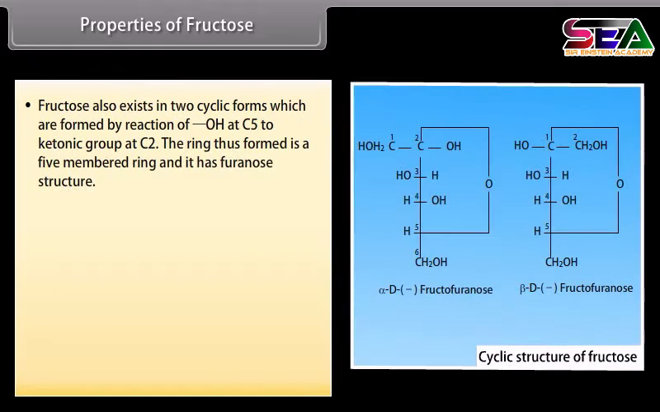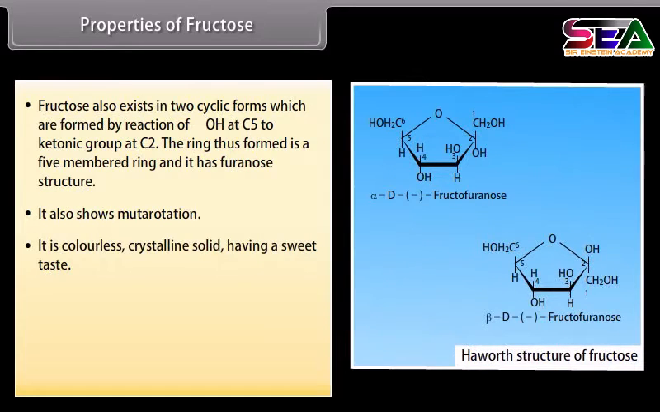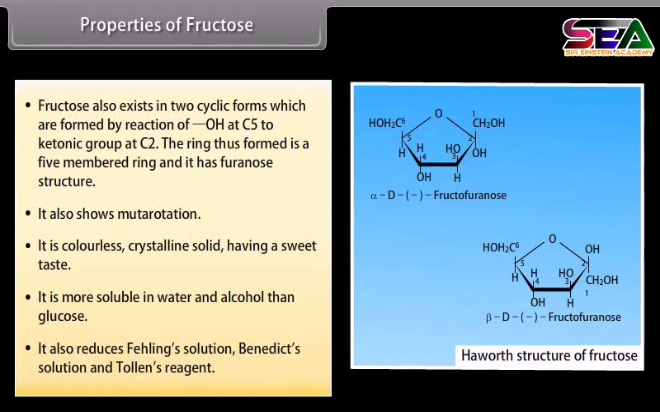Properties of fructose. The important properties of fructose are the following. It also exists in two cyclic forms which are formed by reaction of OH at C5 with the ketonic group at C2. The ring thus formed is a 5-membered ring and it has furanose structure. It also shows mutarotation. It is a colorless, crystalline solid with a sweet taste. It is more soluble in water and alcohol than glucose. It also reduces Fehling's solution, Benedict's solution and Tollens reagent.